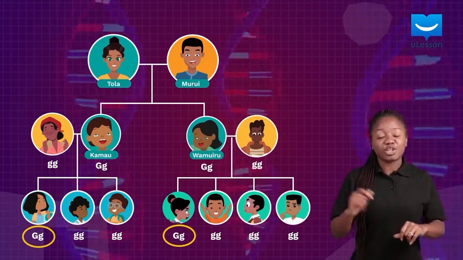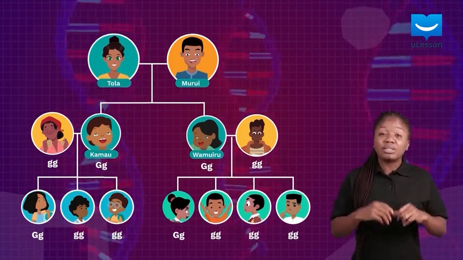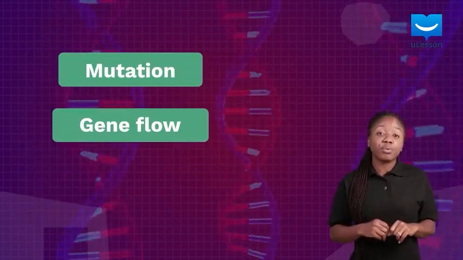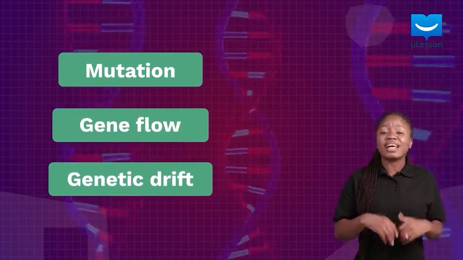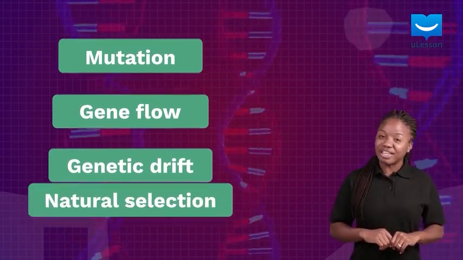Thanks to Tola and Muri, we now understand mutation, gene flow, and genetic drift as additional concepts that form the modern theory of evolution. Don't forget natural selection.